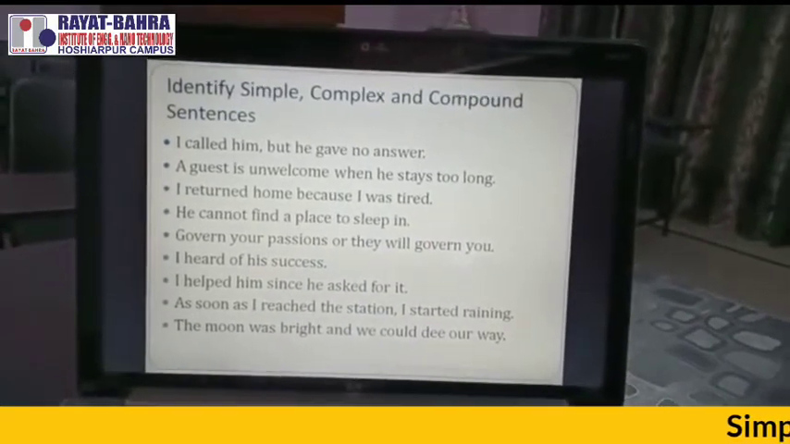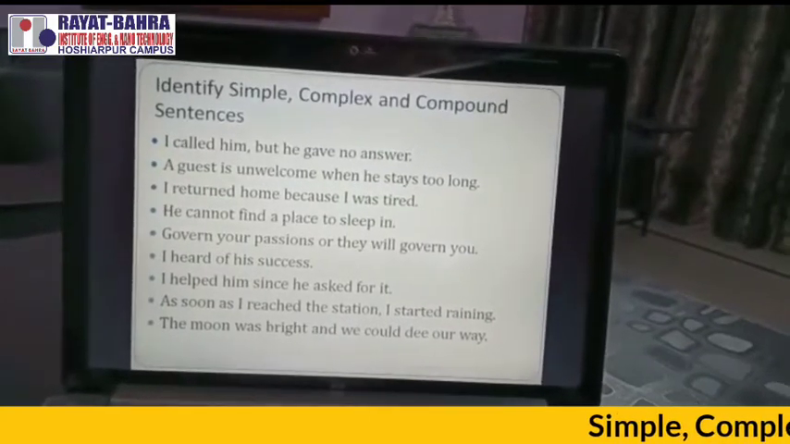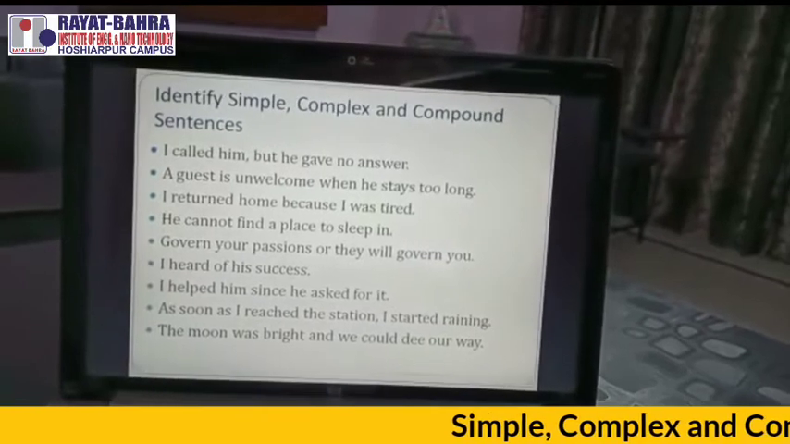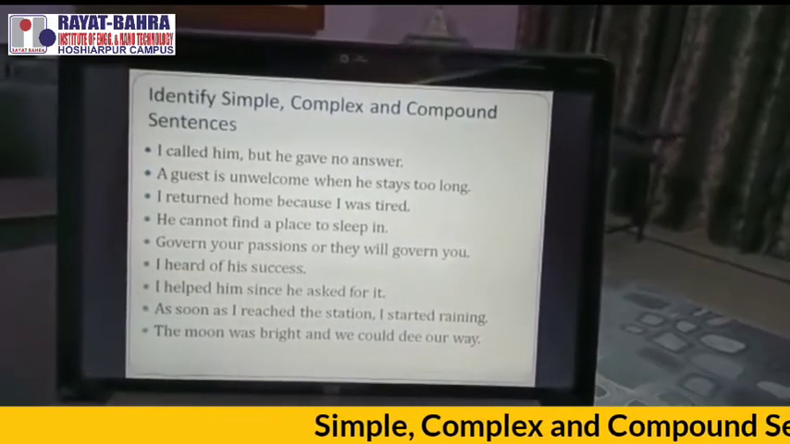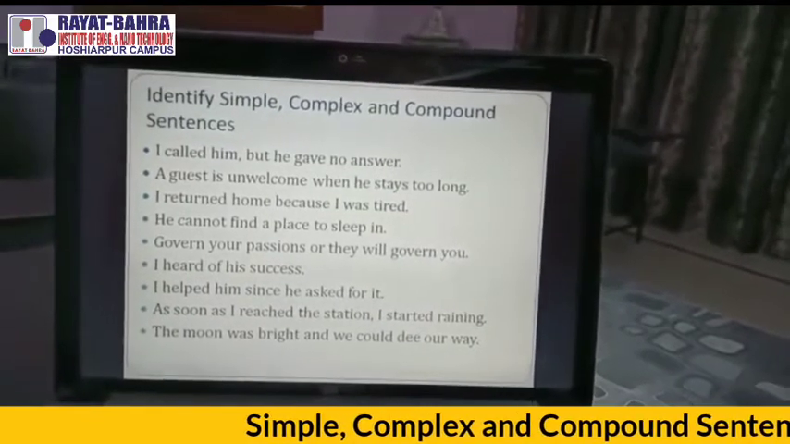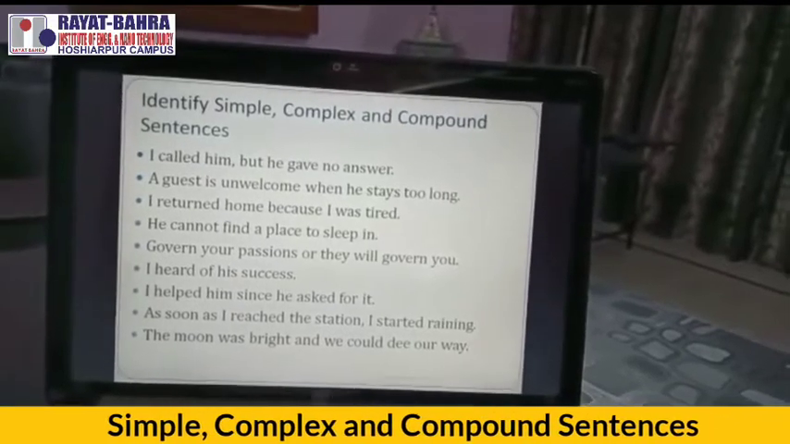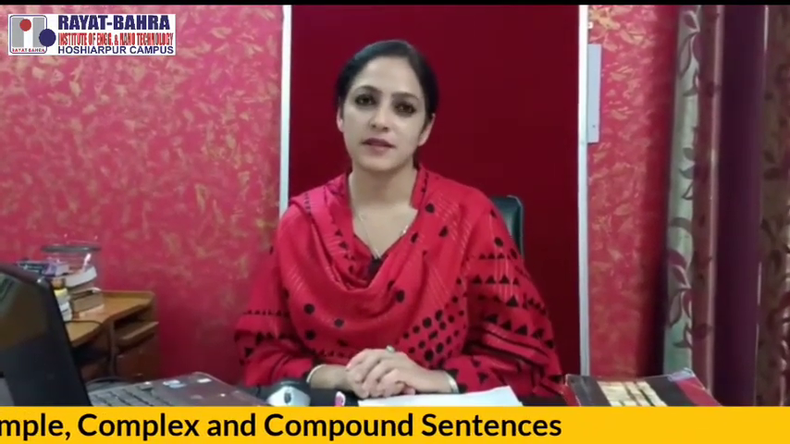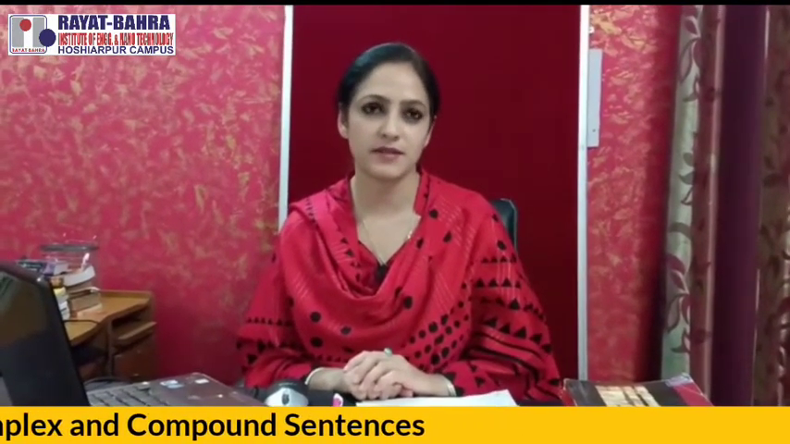So I hope that now you can easily identify which sentences are simple, complex, and compound. I expect all the students to do this exercise in their notebooks, sincerely and honestly evaluate themselves, and share the results with me. I hope you all have learned sentence structure and identification of simple, complex, and compound sentences.